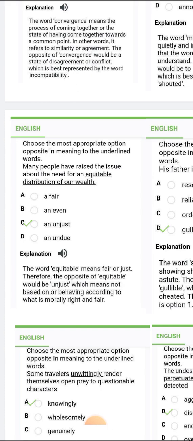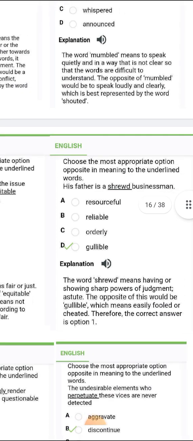Okay, the next one is shrewd, which is gullible. The word shrewd means having or showing sharp powers of judgment, astute. The opposite of this would be gullible, which means easily fooled or cheated. Therefore, the correct answer is option D.